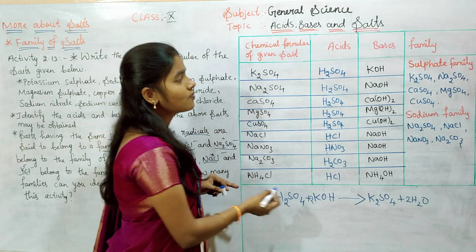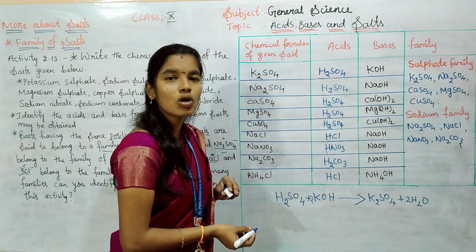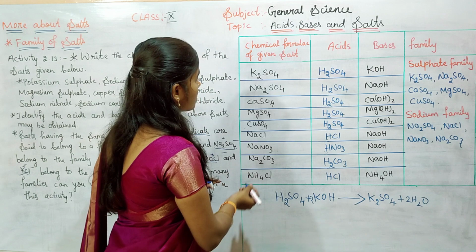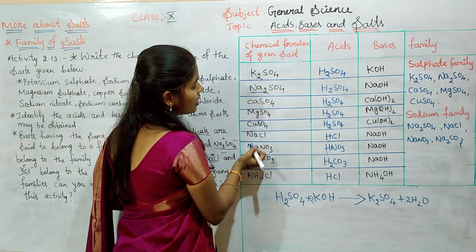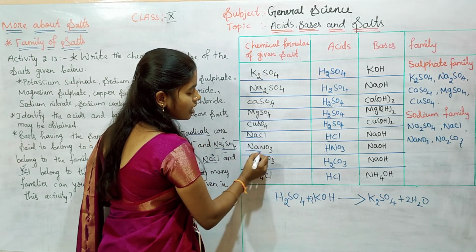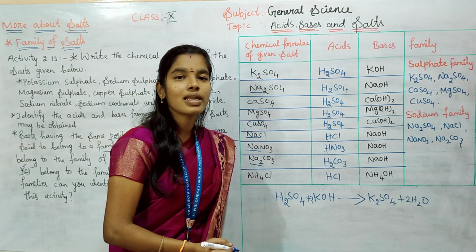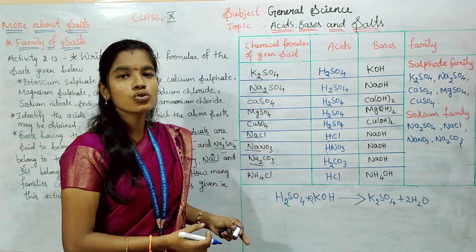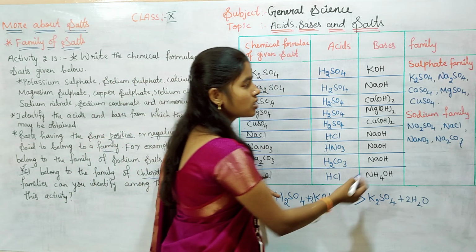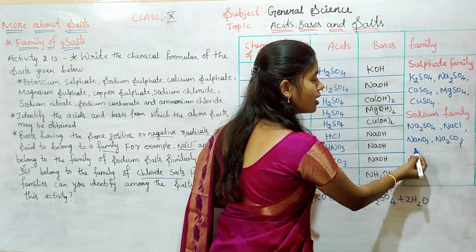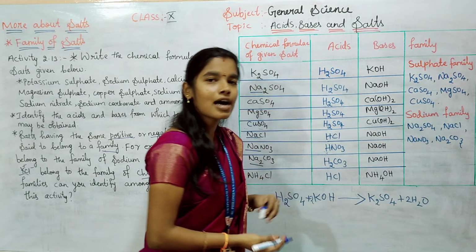And next one is sodium family. You can observe here sodium sulfate, sodium chloride, sodium nitrate and sodium carbonate. In all the cases what happened? The positive radicals are the same, so they belong to the family of sodium salts. Sodium sulfate, sodium chloride, sodium nitrate and sodium carbonate.